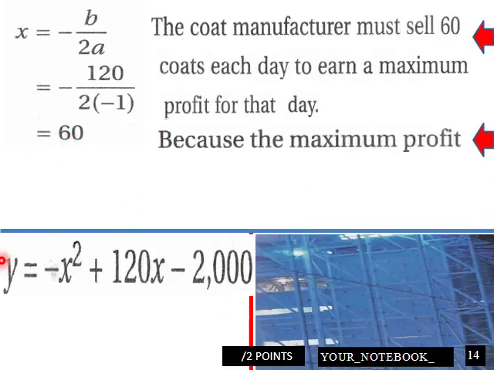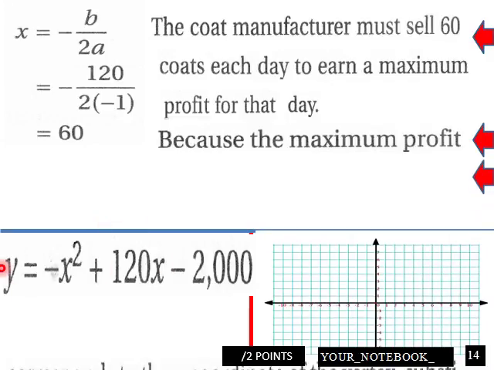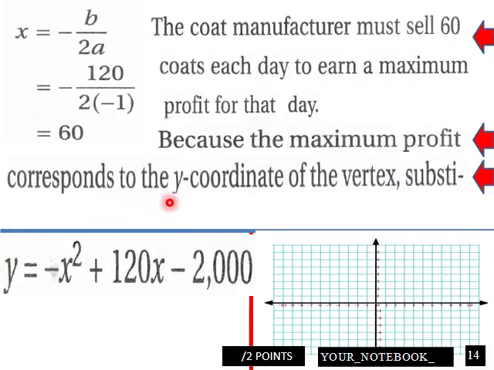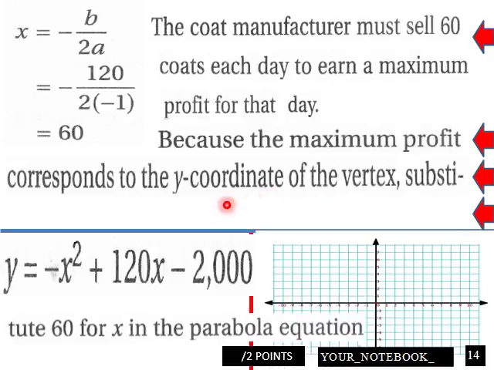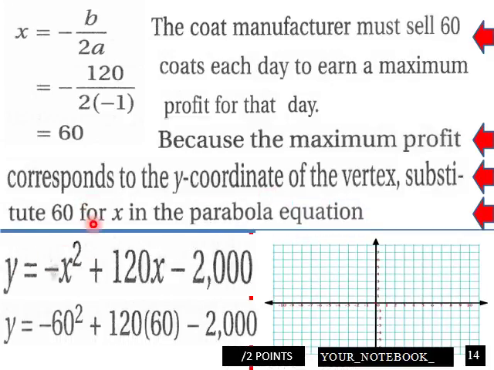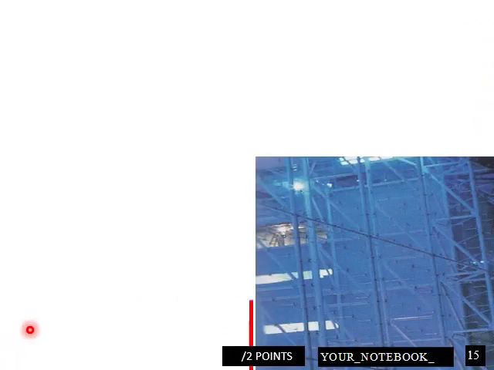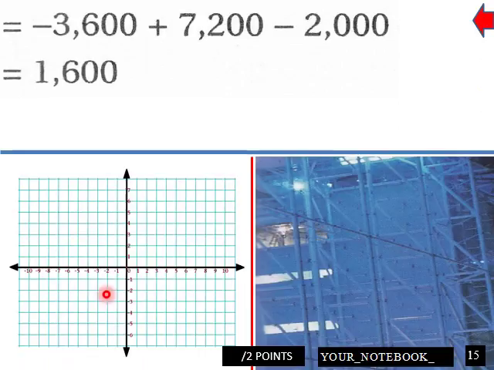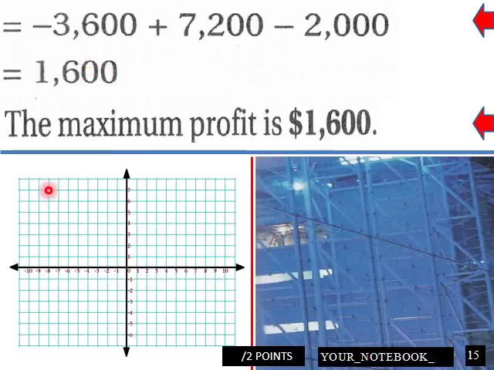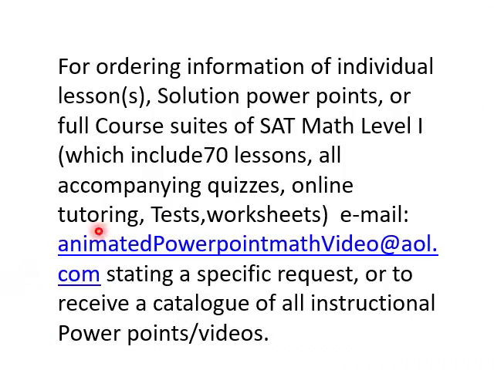Profit for that day. So now, because the maximum profit corresponds to the y-coordinate of the vertex, substitute 60 for x in the parabola equation. So we stick 60 in here and here. And what do we get? We get this array of numbers here, and then we simplify to 1600. So the maximum profit would be $1,600.